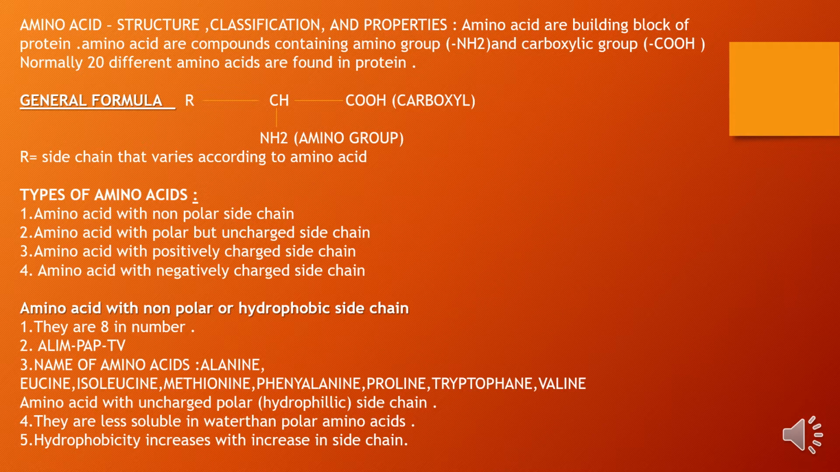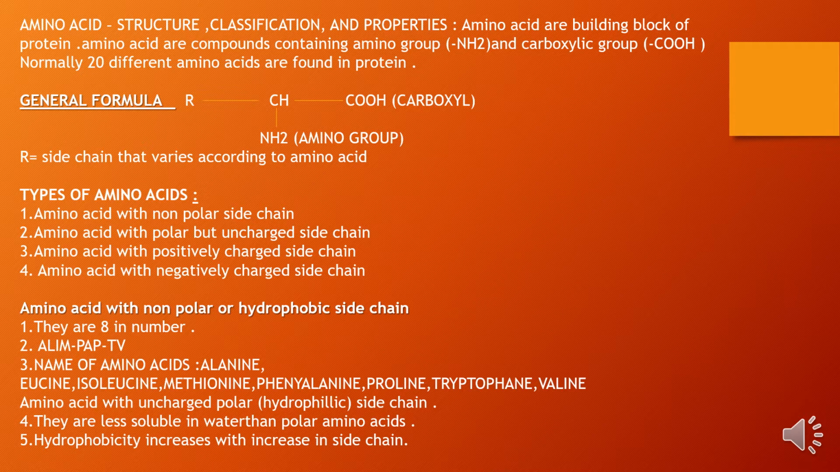This is the formula I have generated. ALIM PAP TV. So this is the name you have to remember. Alanine, L for leucine, isoleucine, M for methionine, P for phenylalanine, A for... PA is phenylalanine. It's the same. And proline, T for tryptophan and V for valine. So you have to remember like this. So it is easy to remember.